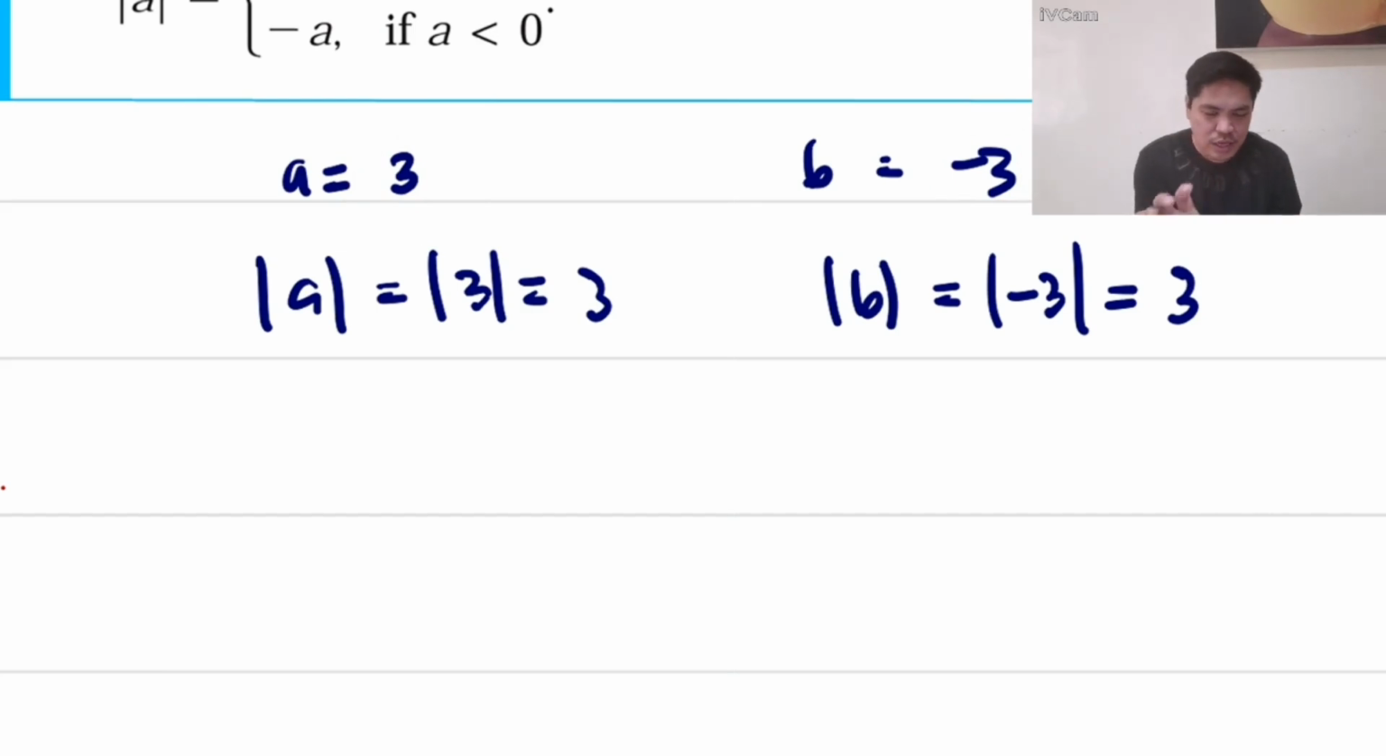The magnitude is actually its distance from a certain point. Let's say the origin, because we are not comparing this to another number. So what I mean is this. Let's draw again the real number line.